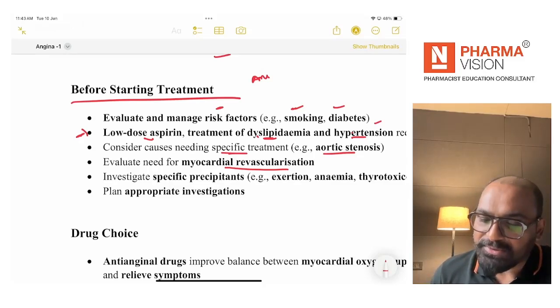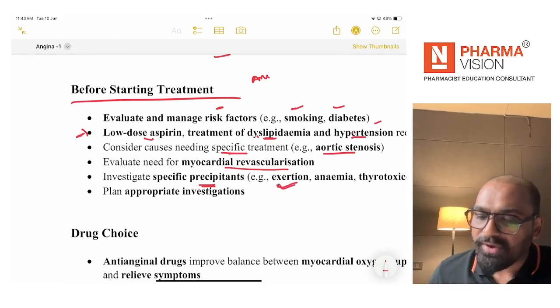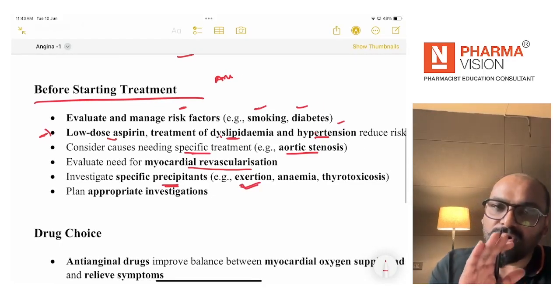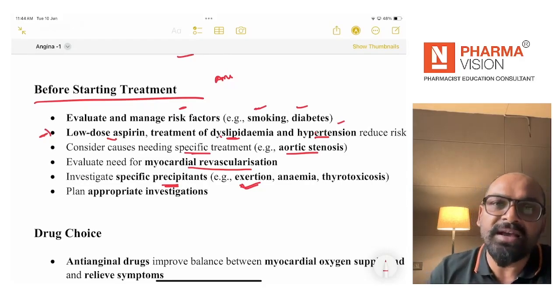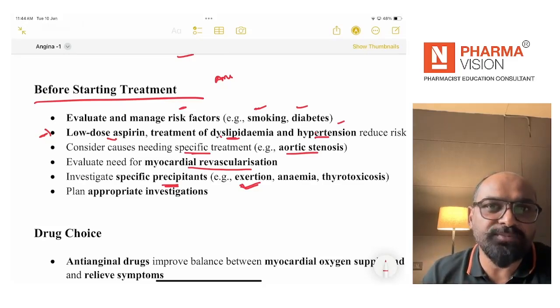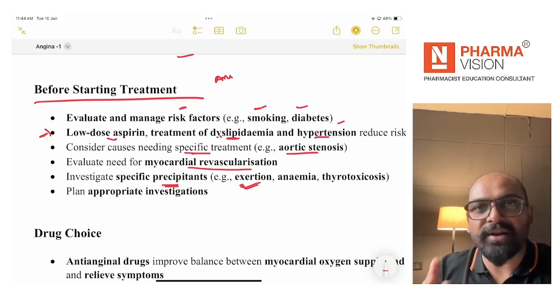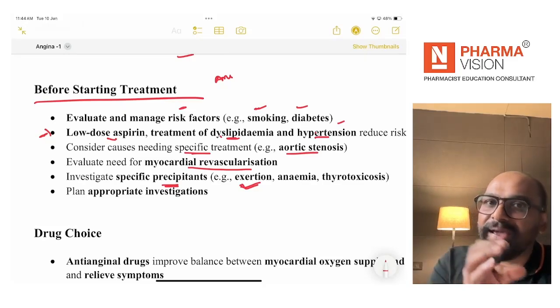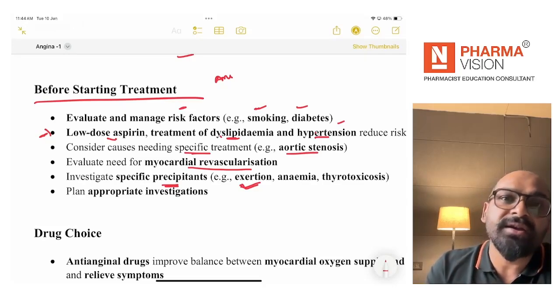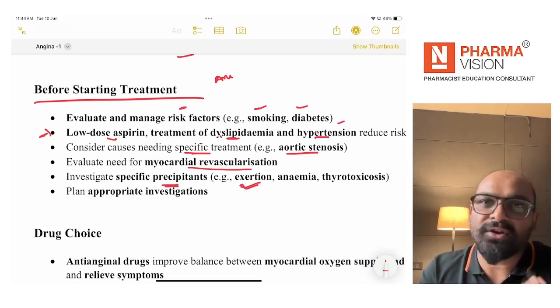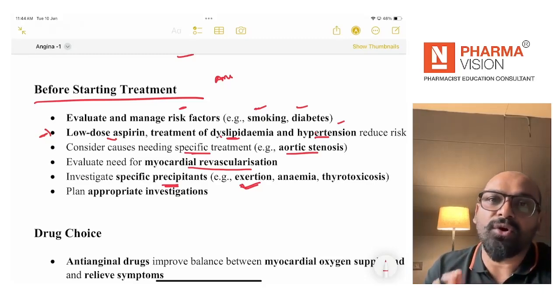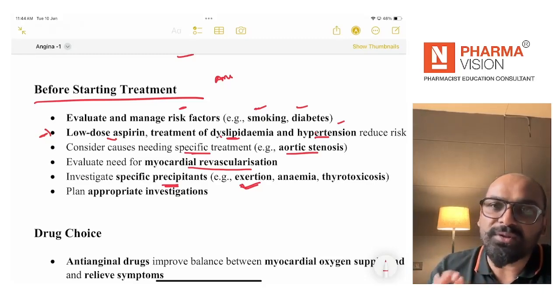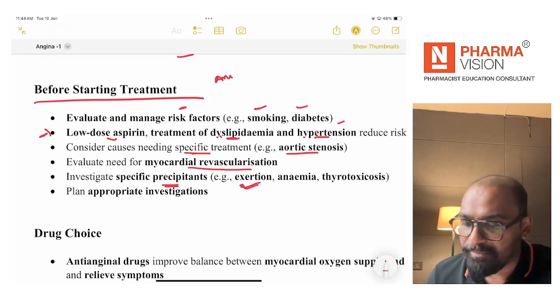Investigate the specific precipitant, the specific cause of the angina, that means exercise. For example, the patient is normally comfortable, but when he is involved in any kind of exercise or any extra strain, the myocardial oxygen demand is increased, and that excessive myocardial oxygen demand cannot be managed by the coronary arteries supplying the oxygen. In that situation the patient can get angina.